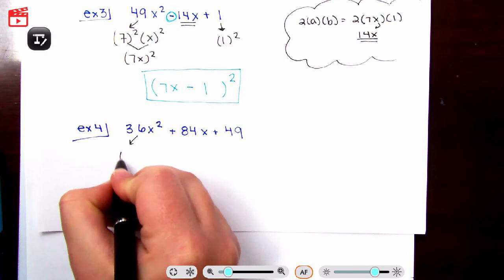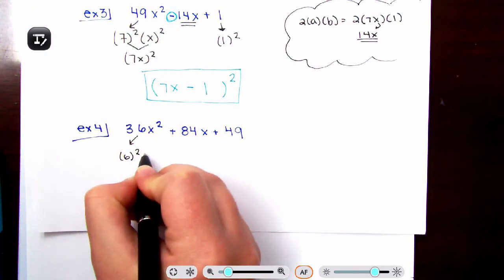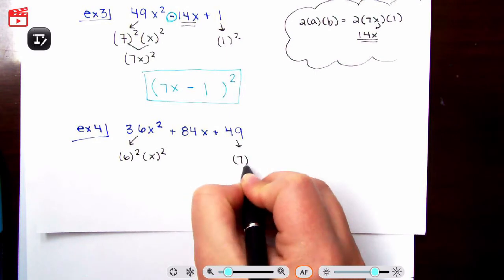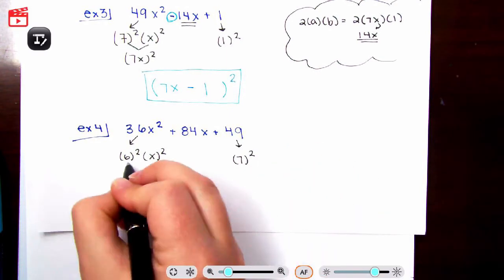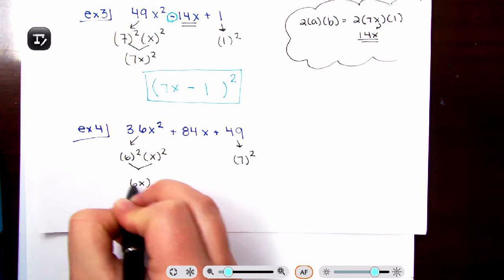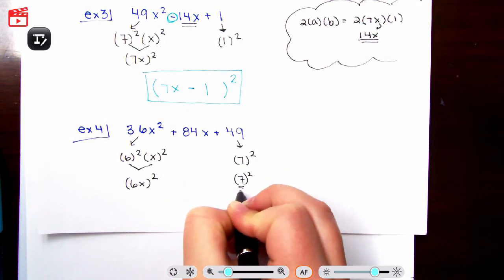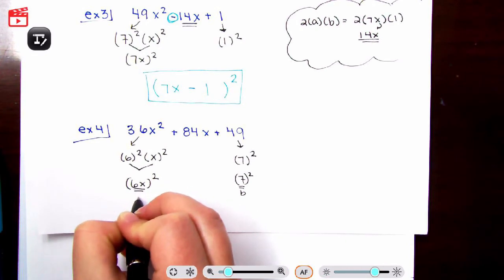36 is 6 times 6, so 6 squared. X is just x squared. This one here is 49, which is 7 squared. We need to combine these, so 6x together squared. And then we still have our 7 squared, so this is now our b. This is now our a.